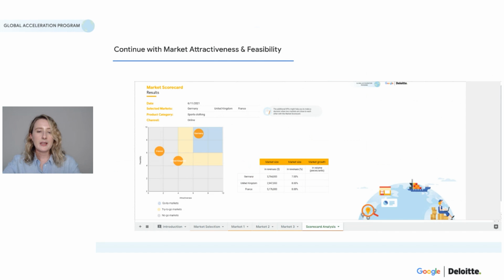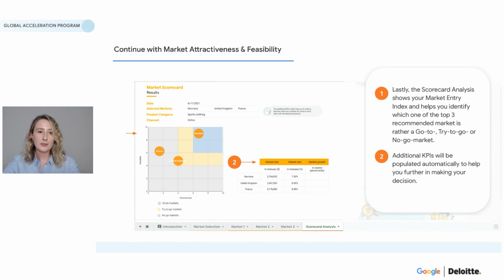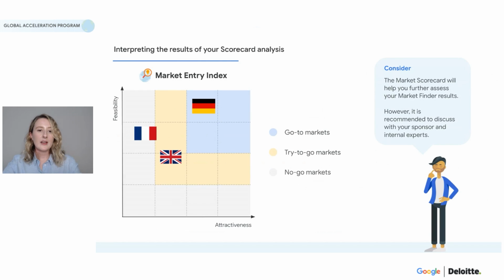And what that's showing is, as a result of all of the answers that Laura has populated that we've just been through, it suggests that Germany is a high go-to-market option and should be considered for export for Laura's business. And so if we jump back to the slide deck and have a look at a summary, here we go. So the market entry index shows on your scorecard which markets are go-to markets, which markets are try-to-go markets, and which markets are no-go markets.